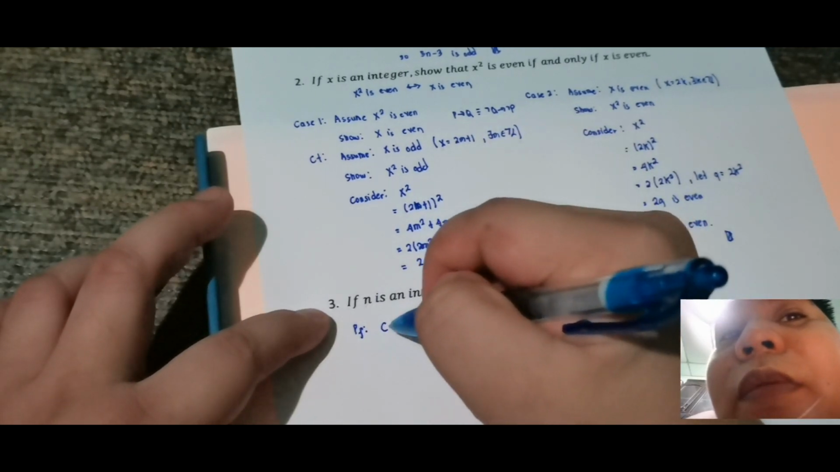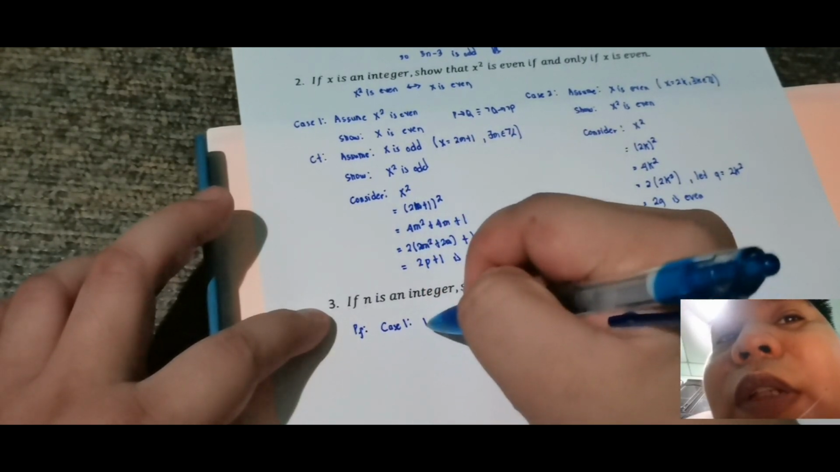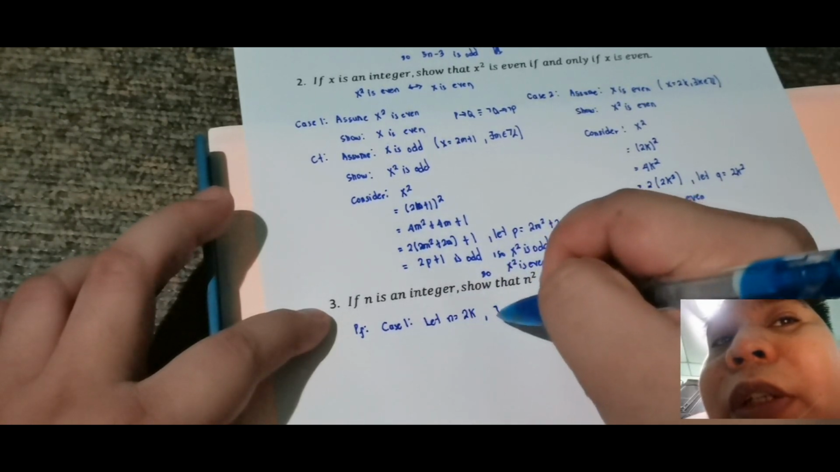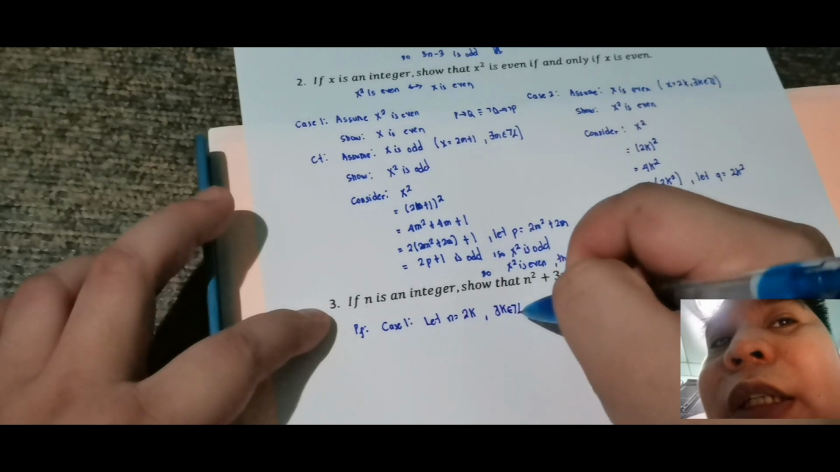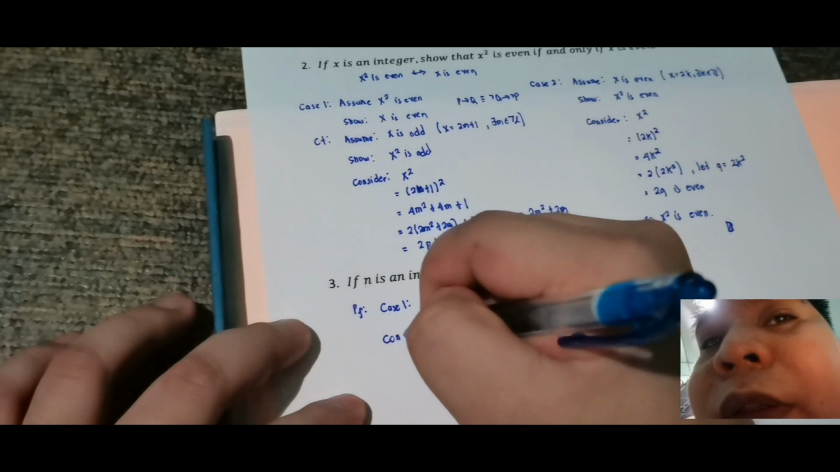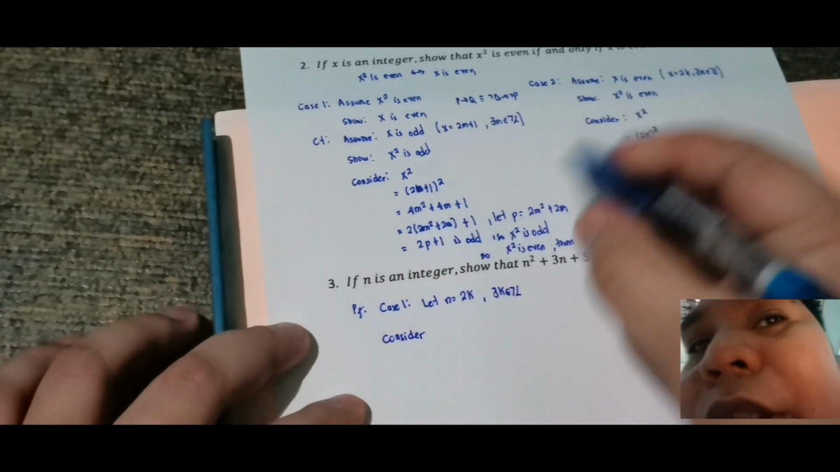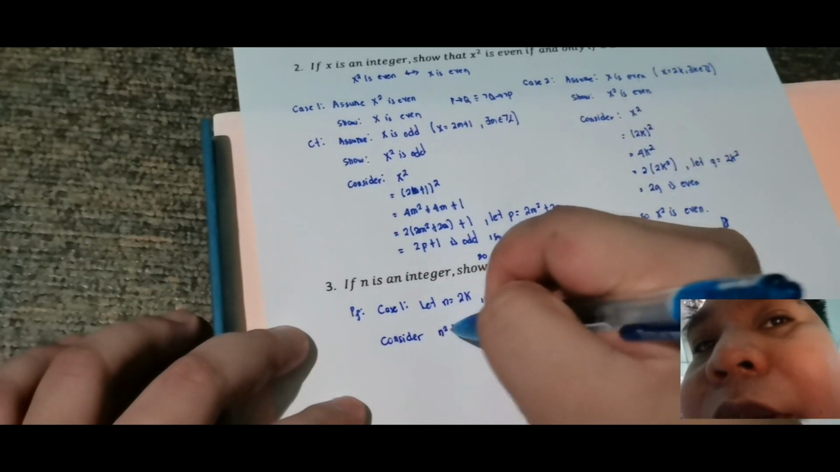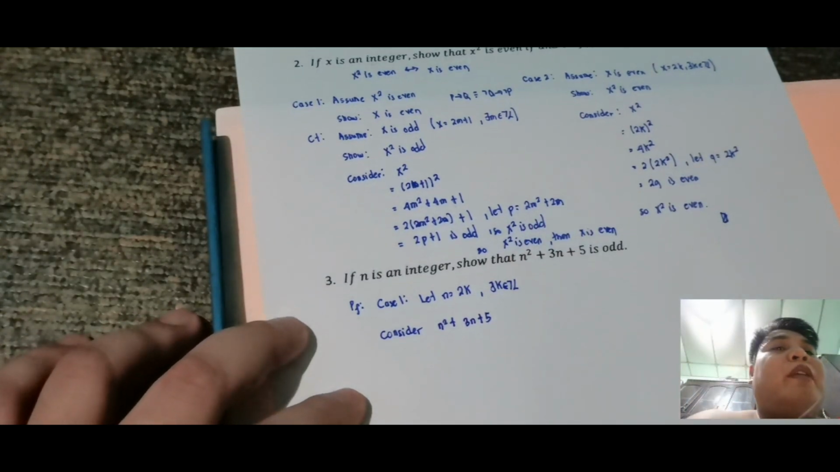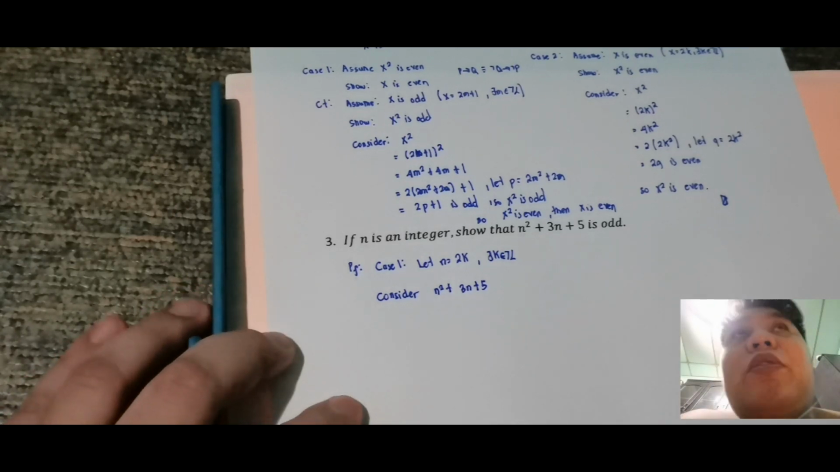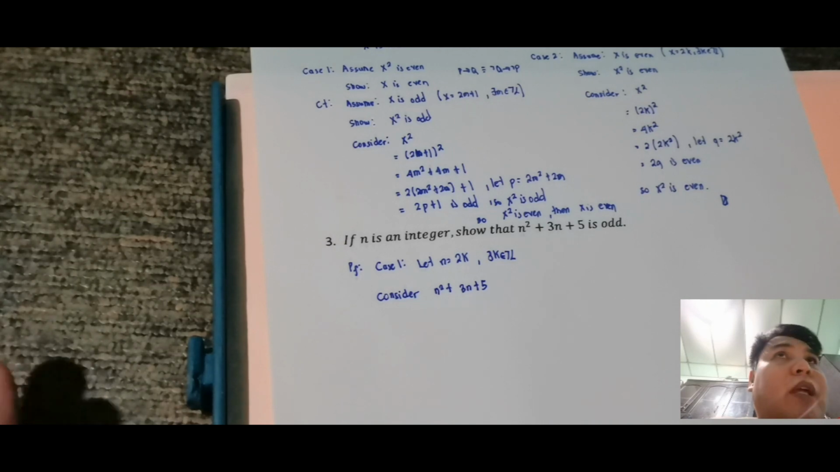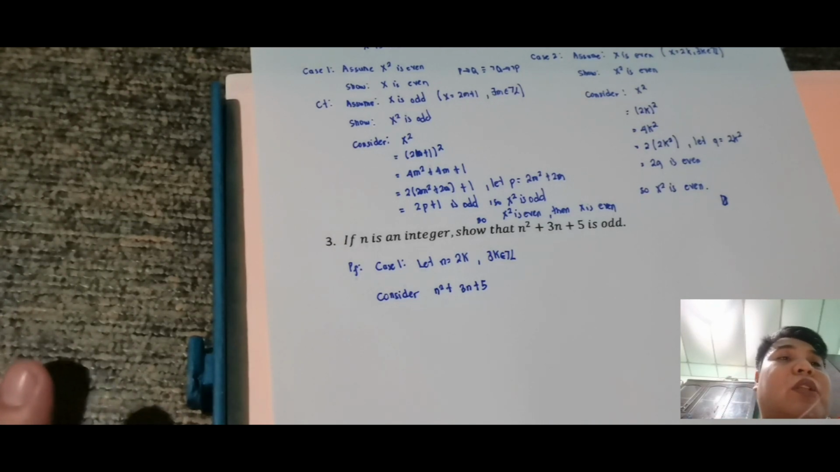Okay, so case 1. Let n be 2k for some k element of the integers. Then let's consider n squared plus 3n plus 5. Our goal is for it to be odd at the end. So how will it be odd? It's either 2k minus 1 or 2k plus 1. So it should be in either of those two forms.